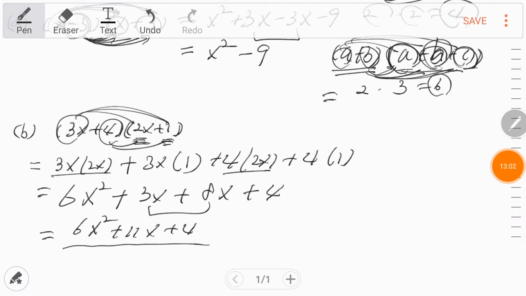Okay, so when we multiply two binomials, or three binomials, make sure to multiply each term inside one parenthesis by each term in the other parenthesis. Okay, so you have to practice to get familiar with multiplying.